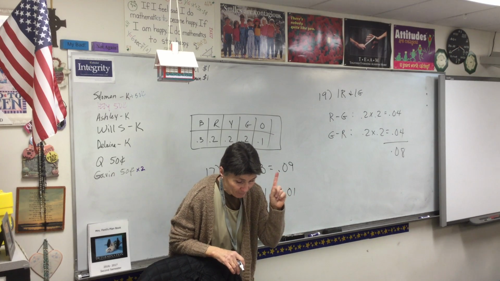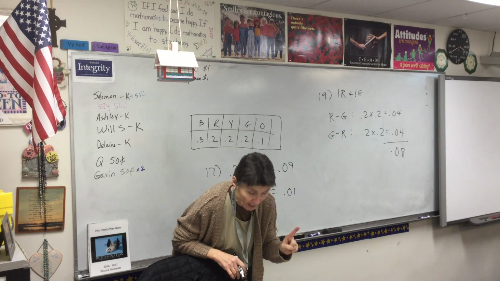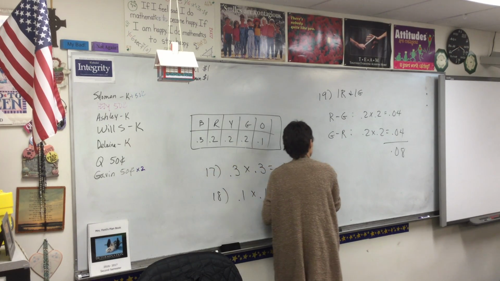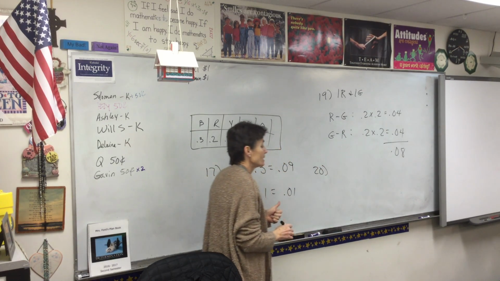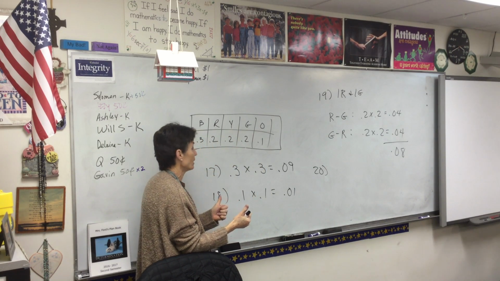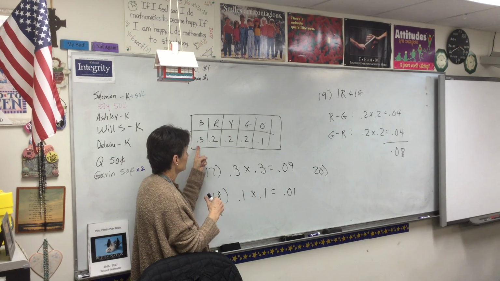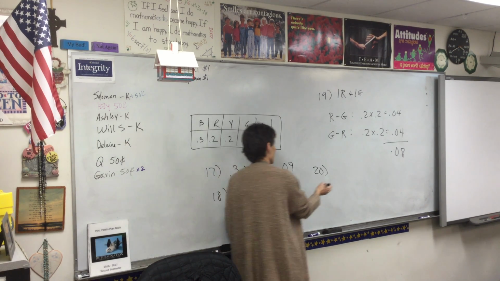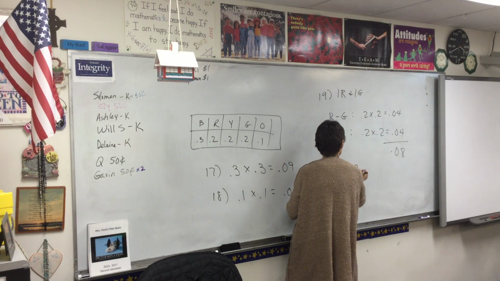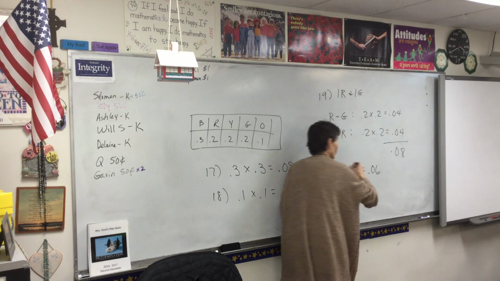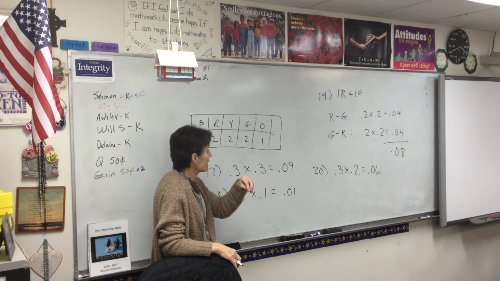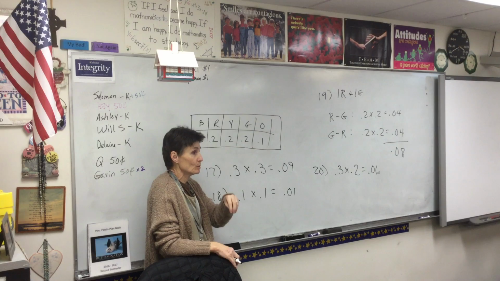This is problem 20. The first is brown and the second is yellow. 0.06. That's right. 0.3 times 0.2. Now, do I need to worry about going in the other order? No, because it specifically says the first one's brown, the second one's yellow. Done.